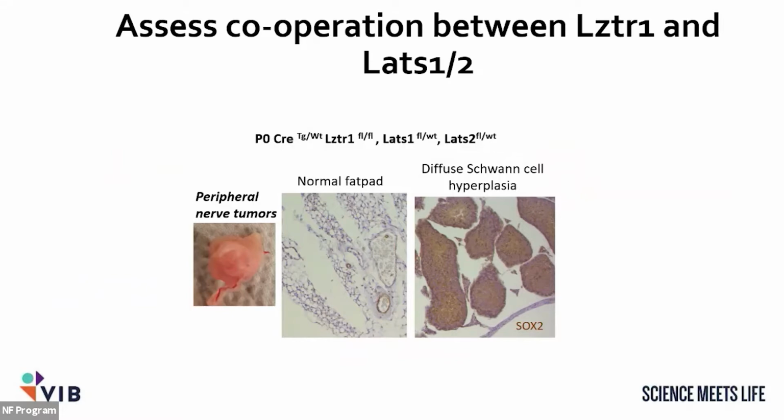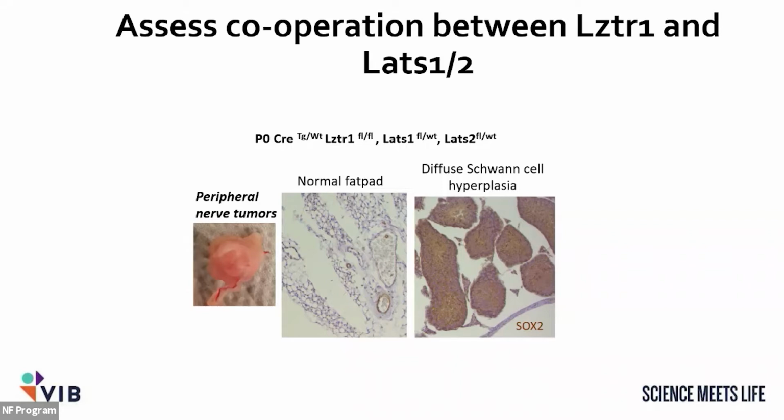So, even after the growth, we could already detect that there were some pups with peripheral nerve tumors. So, suggesting that in fact LZTR1 could cooperate with LATS1 and 2 to induce schwannoma development.